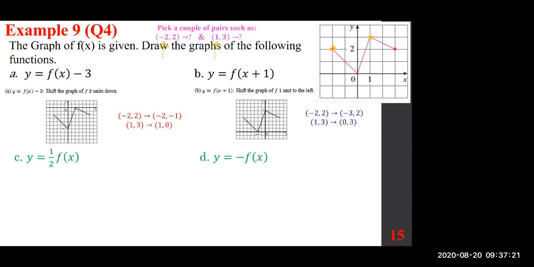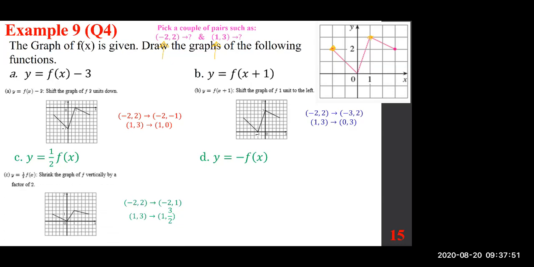In this case, part C, y equals 1/2 f of x. That means for the same x coordinate, the y coordinate gets multiplied by 1/2. So if you look at the first pair, -2, comma 2, -2 doesn't change, but 2 gets multiplied by 1/2, or half of that, which is 1. The next one is 1, comma 3. 1 remains intact. 3 becomes 3 divided by 2, or 3/2. So those are the pairs.